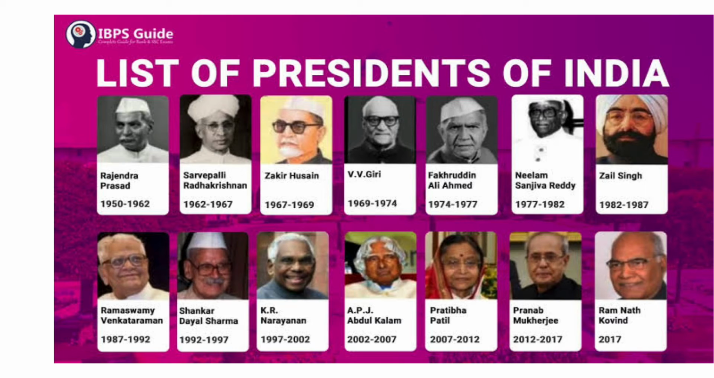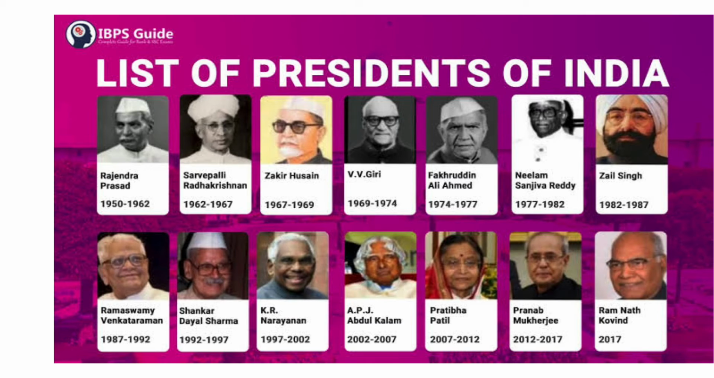From 1950 to 1962, Rajendra Prasad was the first president of India. Then from 1962 to 1967, Sarvepalli Radhakrishnan. Then from 1967 to 1969, Zakir Hussain was the president. Then from 1969 to 1974, V.V. Giri was the president. From 1974 to 1977, Fakhruddin Ali Ahmed was the President of India. Then from 1977 to 1982, Neelam Sanjeeva Reddy was the President.